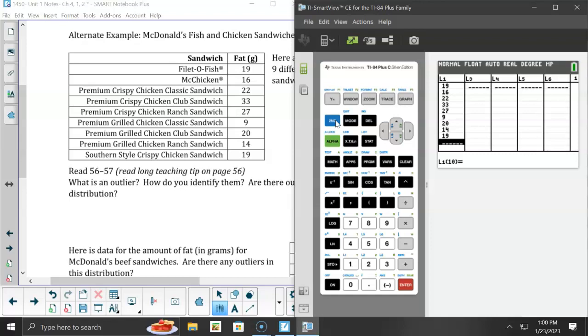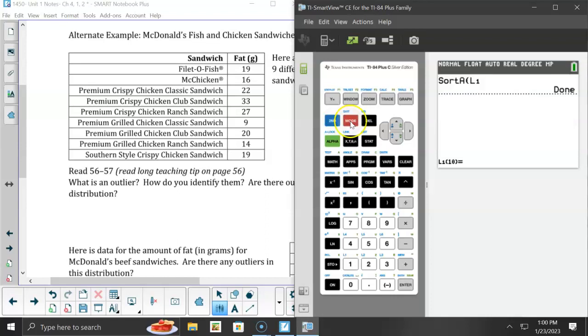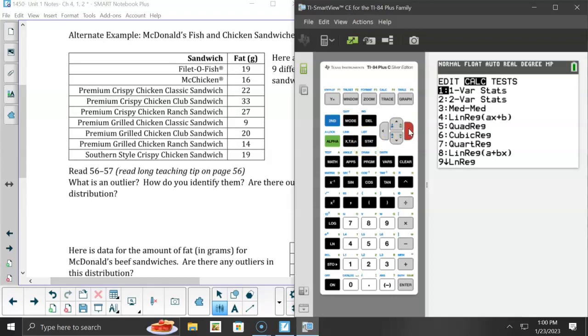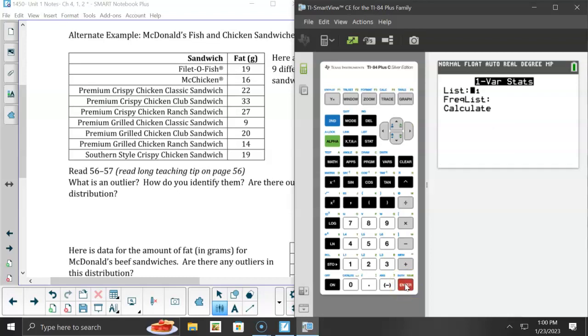How am I sure I got all my data points in there right? L10 should be blank, so I know it has not gotten to a 10th data point. To do one variable statistics, hit second, quit. Now hit stat, go over to calc, 1, one var stats. Depending on how old your calculator is, it might ask what list it's in, what frequency list, calculate. Does anybody's not look like this?